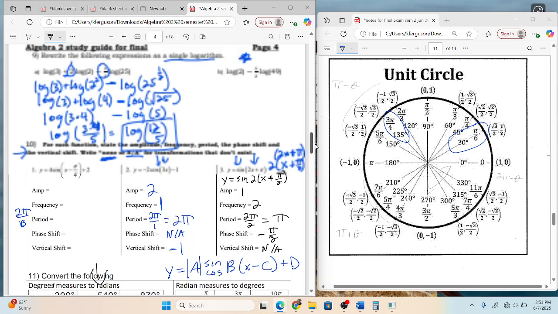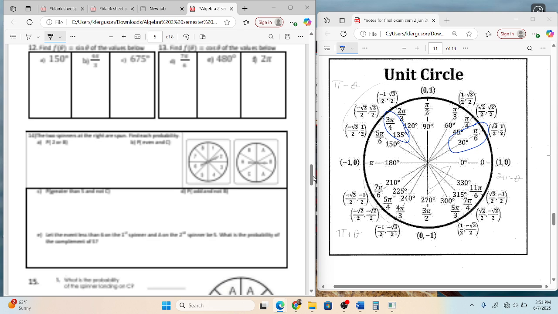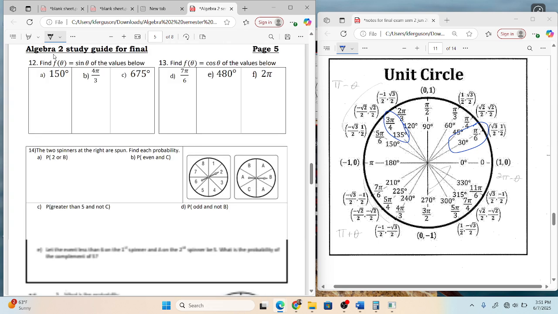So that's those. Let's see. And page 5. So now, here is what we were talking about.